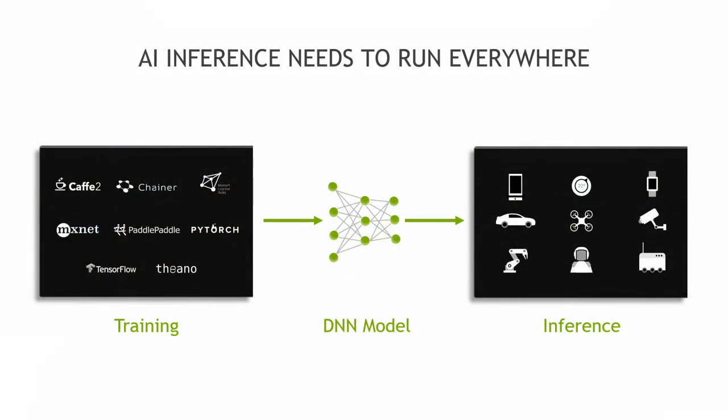There are 2 aspects to AI. First is training, and the second is inference. Training is the development of the model, generally done in cloud-based systems or large server-based systems, using many different frameworks to create the model. That DNN model shown in the middle here then needs to be optimized for inference, and inference is what takes place during the operation of a device or a product when it's actually applying the AI to the activities around it.